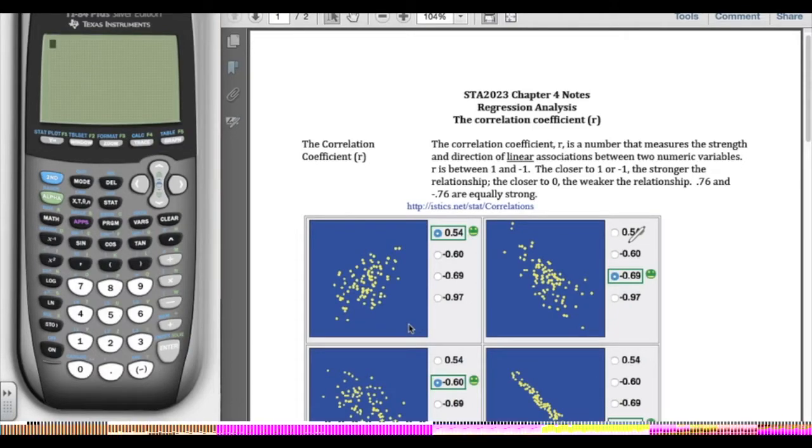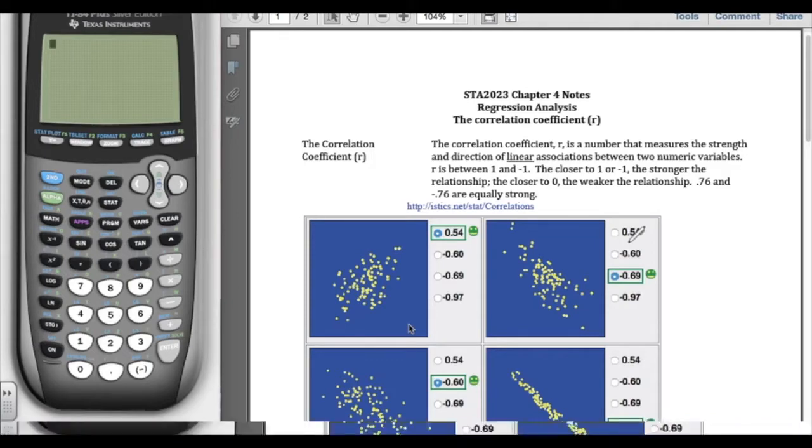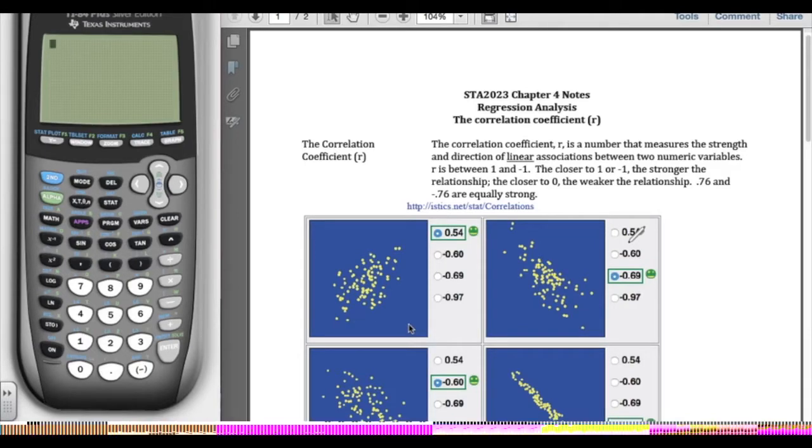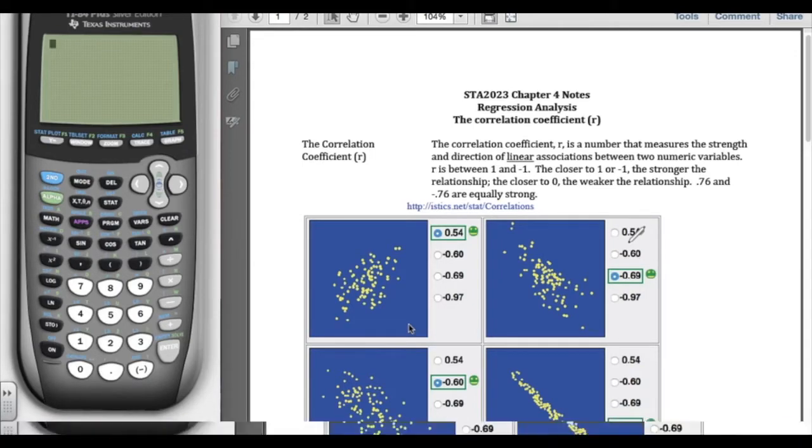In this video, we're going to take the idea of the strength of a scatter plot a little bit further by discussing the correlation coefficient, which is represented by the letter lowercase r. I would encourage you to go back and watch video 0 for chapter 4 if you haven't already. There's some calculator settings you need to take care of in order to make some calculations.